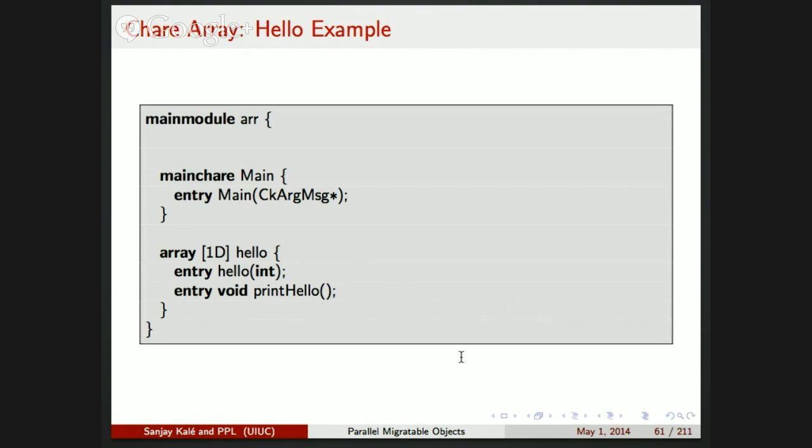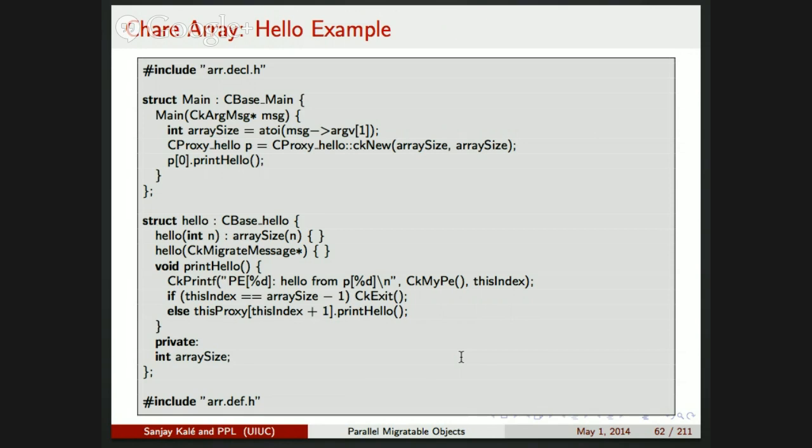And then here, instead of declaring a singular char, so before we'd have the keyword char here, now we're saying we want an array of chars. We want a 1D array of chars, and these chars will be called Hello chars. We have our constructor that accepts an integer, and then we have just another entry method on this array called print hello. And this again is in the example under array hello .ci and .C.